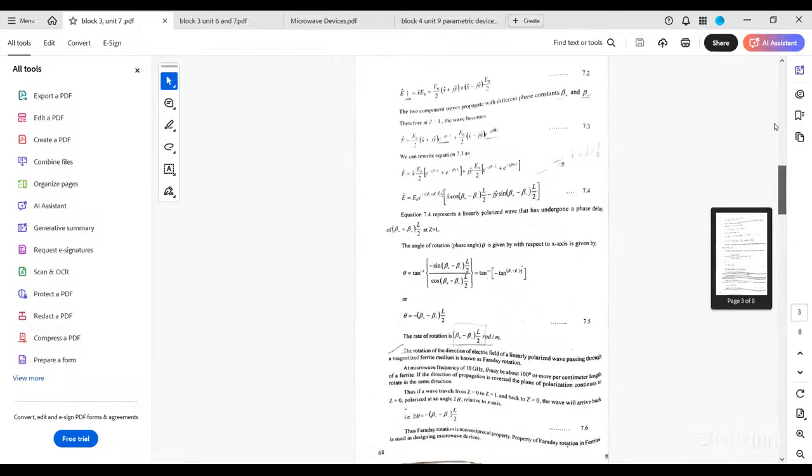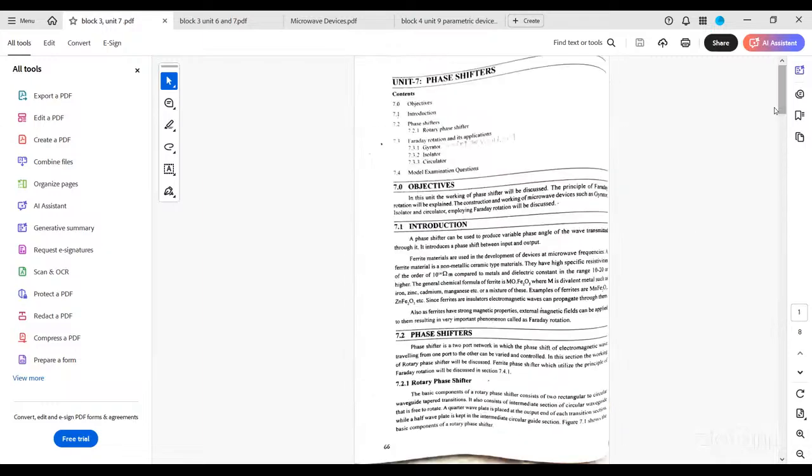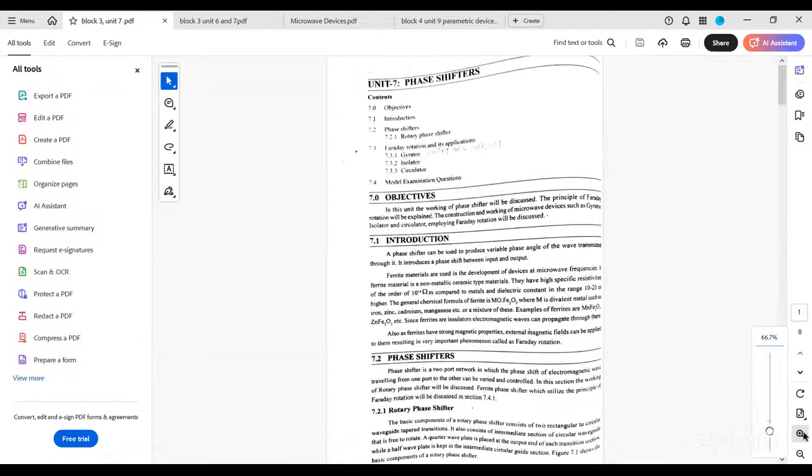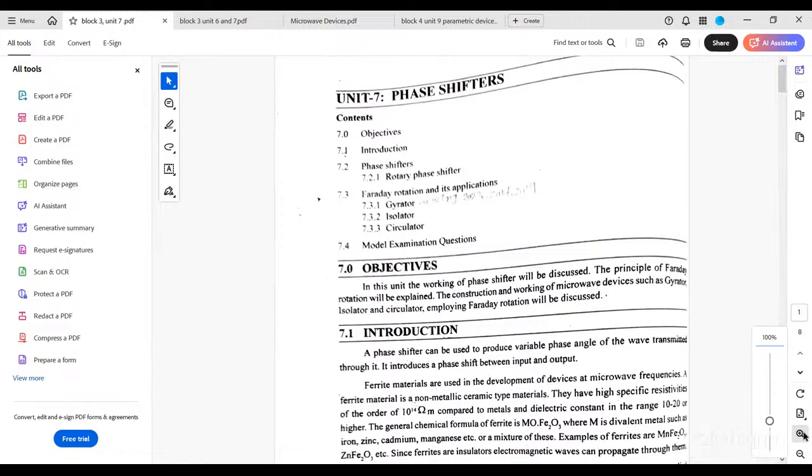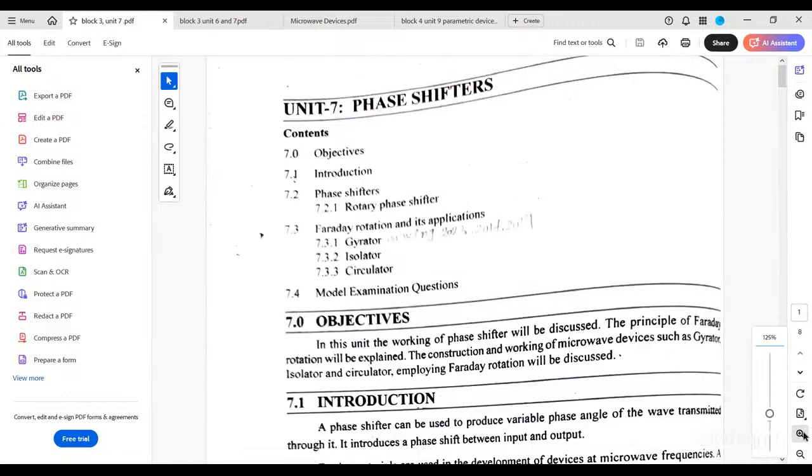Now we are seeing unit 7. What are the topics we have here? Phase shifter, in the rotatory phase shifter. Next, 7.3 is Faraday rotation and its application. In this we have gyrator, isolator, circulator. Now we will see this one.